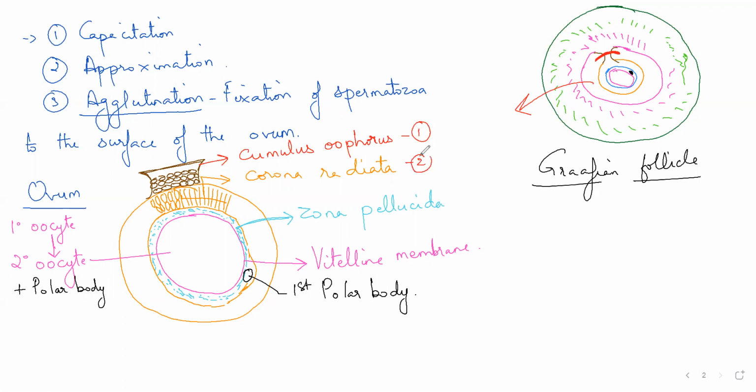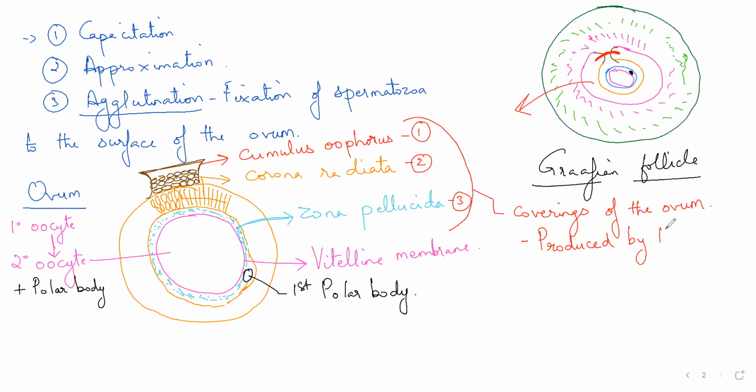The cumulus oophorus, corona radiata, and zona pellucida are the coverings of the ovum. Right? These are produced by the ovary.